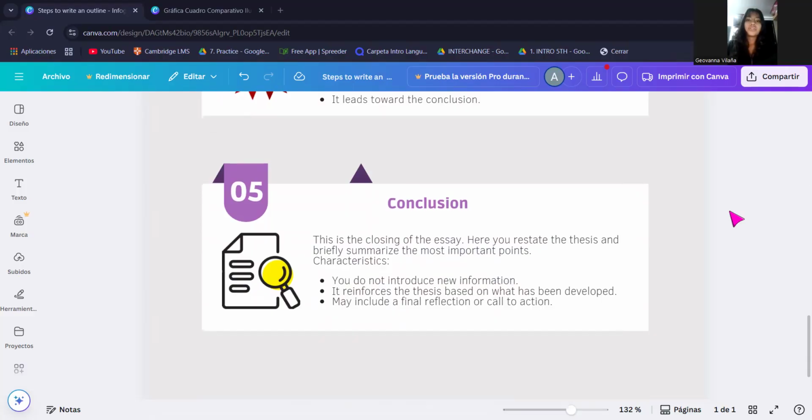Next, the conclusion is the final part of the essay, and its purpose is to close the text in a coherent way, and no new information should be added here. Instead, the thesis is restated, and the main points from the body are summarized. It's also common to include a final reflection, a personal opinion, or even a call to action. The conclusion is important because it leaves the reader with a final impression.